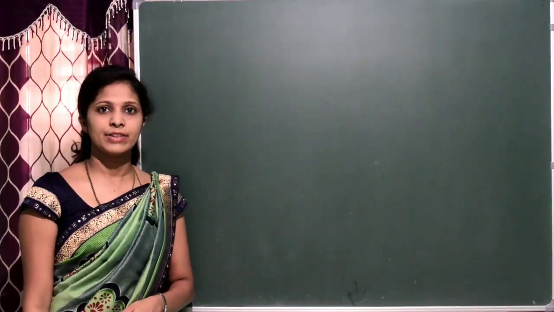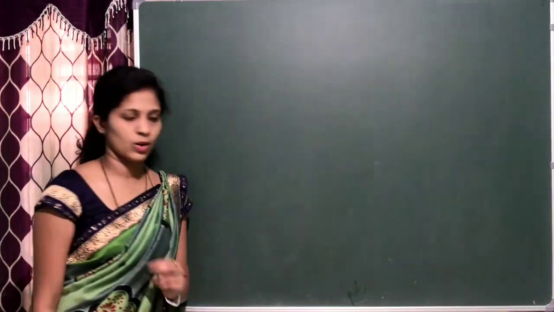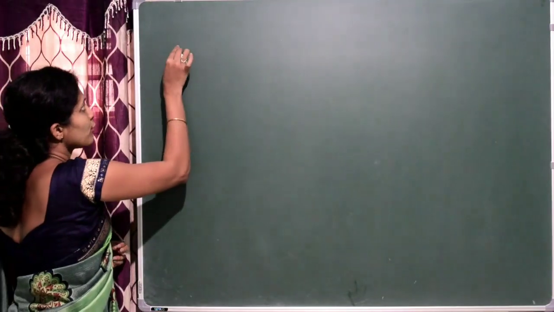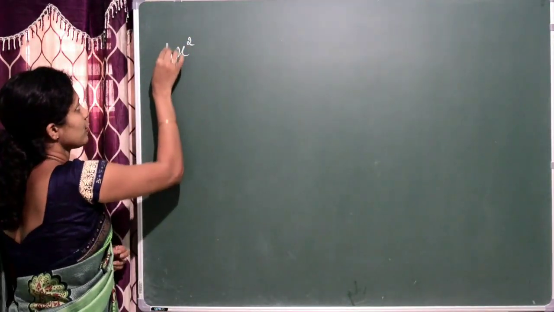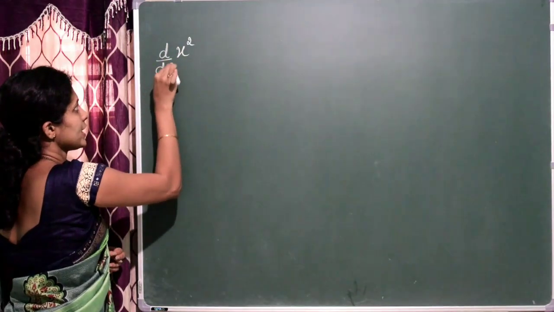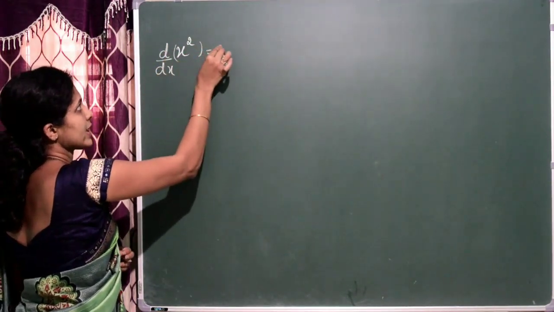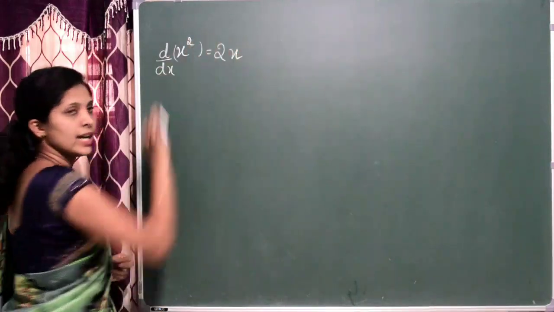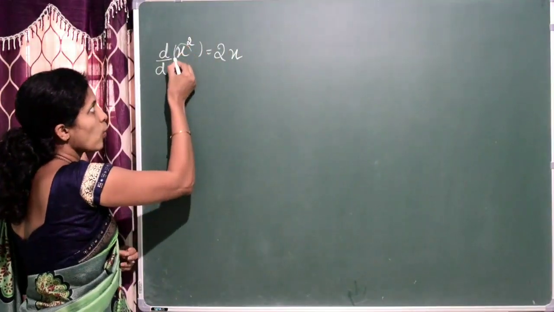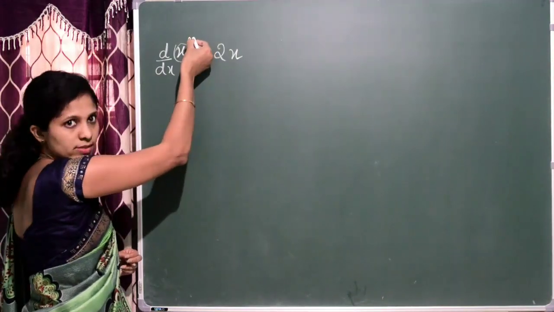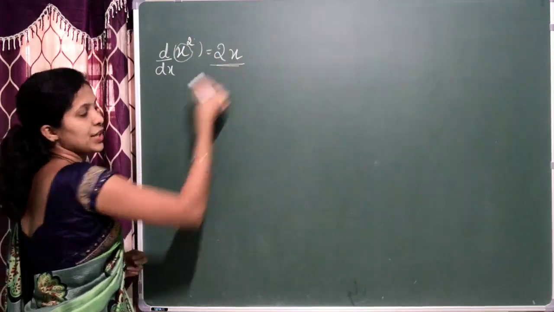Today we will find the derivative of a function by using a law. Already you have studied finding the derivative of a function x square, right? What is the derivative of x square? It is of the form d by dx of x square is equal to 2x. Derivative of x square is 2x. Here you can observe one variable is there, to the power constant is there. So the derivative, you know, is 2x.